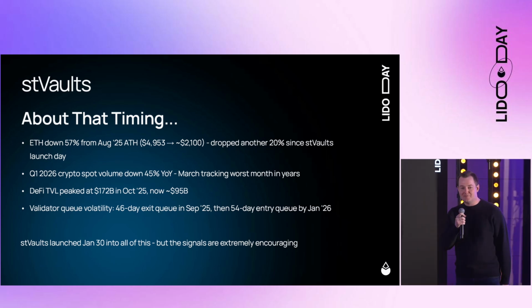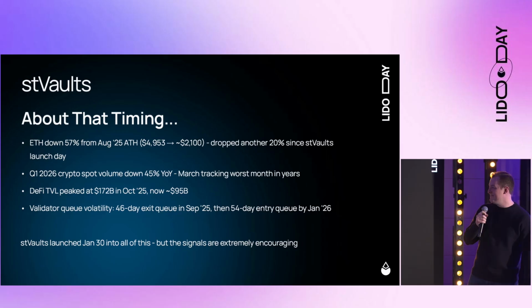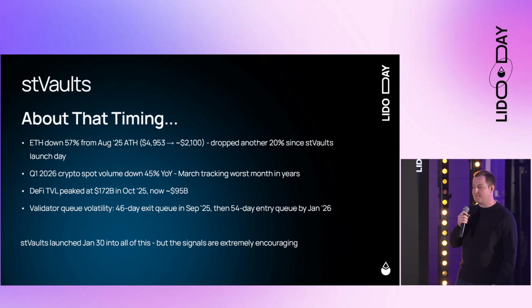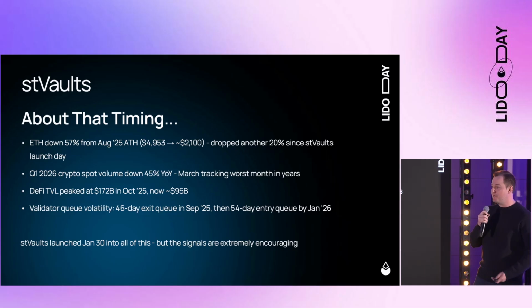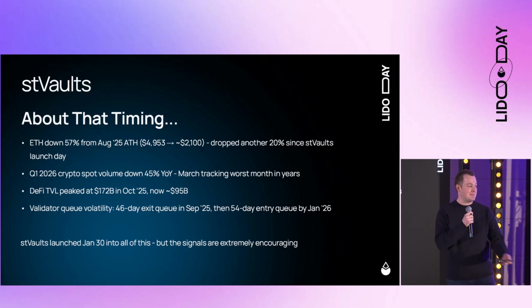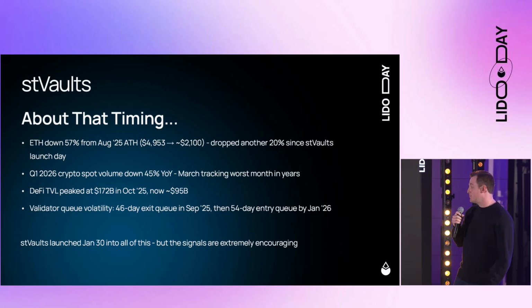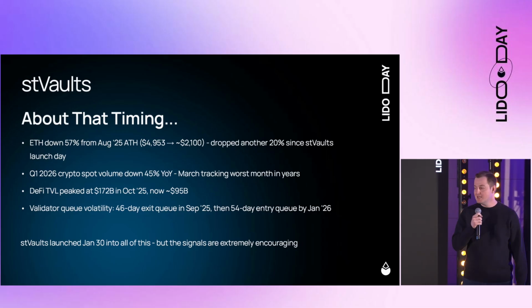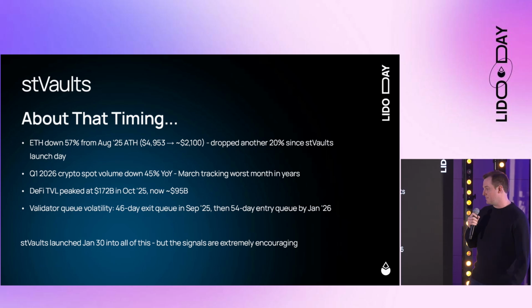And if any of you have checked the market, which I'm sure you have, it's been a bit of a rough go. So just some quick stats, right? ETH is down 57% from its high in August, and it's down 20% since we launched this product. When you have a staked ETH vault, if ETH is down 20%, it's not great for some folks, right? Spot volumes are down 45% year over year, which is pretty crazy. This is actually tracking for one of the worst months in literally years. I didn't fully appreciate that. DeFi TVL has basically halved in the last 6 months.